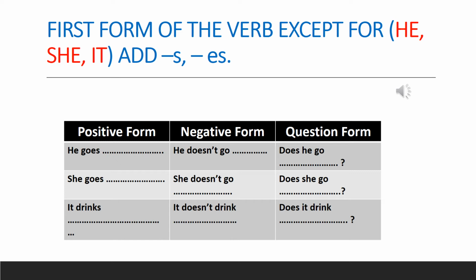Number two, she goes. Also here, when we start with she, we add es to the verb. Negative form, she doesn't go. The question form, does she go? Number three, it drinks. When we start with it, here for the verb drink, we just add s. In the negative form, it doesn't drink. The question form, does it drink?